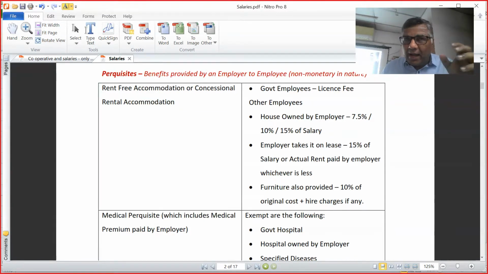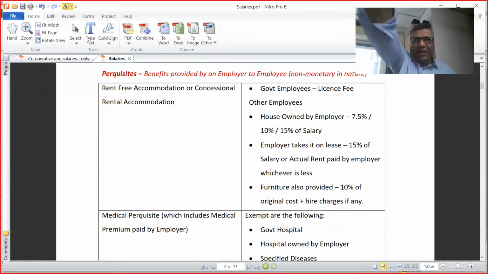IFOS, or income from other sources, begins with the words not specifically exempt, not covered under the other four heads. So as we said, employer-employee gifts are covered under salary. Only when we read the provision do we understand it, because there the exemption is up to 50,000, here it is 5,000.